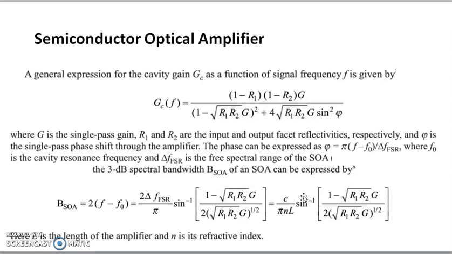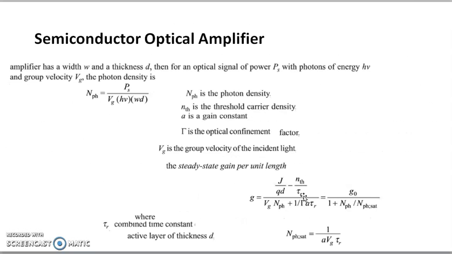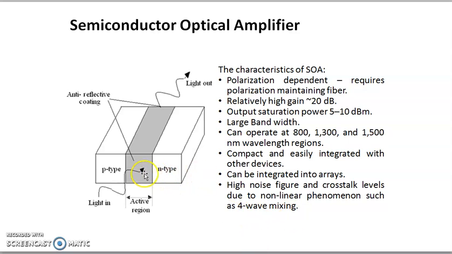R1 and R2 are the input and output facet reflectivities. Phi is the single pass phase shift through the amplifier, and the phase can be expressed as phi equal to pi times (f minus f0) by delta f_FSR, where f0 is the cavity resonant frequency and delta f_FSR is the free spectral range of the semiconductor optical amplifier. And R1 and R2, as I told you earlier, are the reflectivities of the input and output regions.